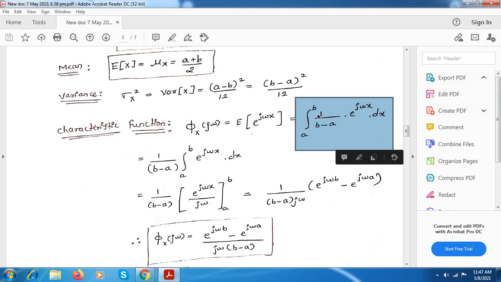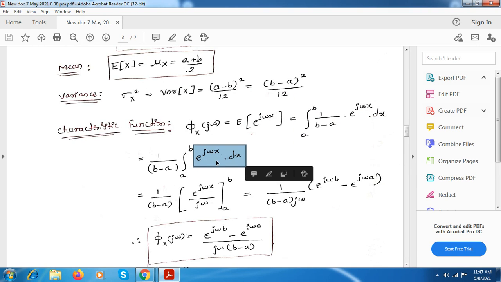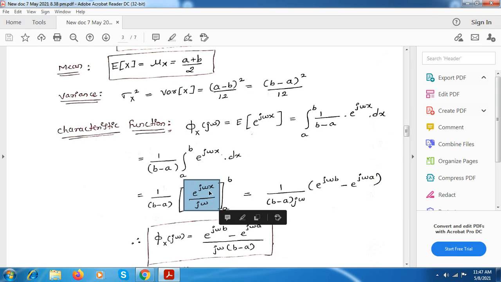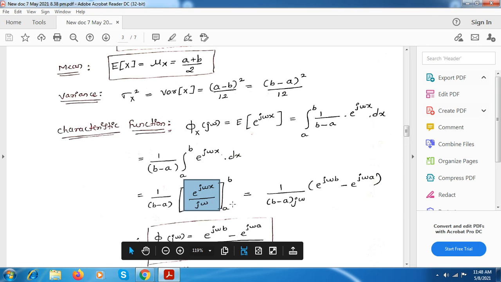So this term is constant. You take it outside and you have to integrate only this term. It is e raised to j omega x into dx. So if you integrate this term, it is e raised to j omega x divided by j omega. It is integration with respect to x. So you have to write e raised to j omega x divided by j omega, and then put the upper limit as b and lower limit as a.